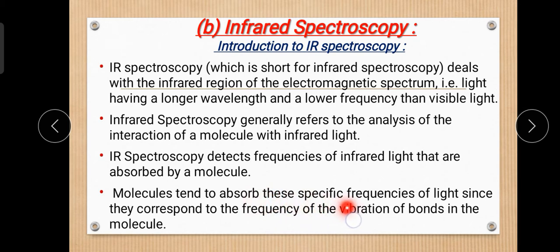Molecules tend to absorb specific frequencies of light since they correspond to the frequency of vibration of bonds in the molecule. In a molecule there are different bonds, and these bonds vibrate with their natural frequency. If the incident radiation has a frequency equal to the vibration frequency of that particular bond, then absorption takes place. In this way we get the spectra of that molecule according to its natural frequency of vibration.